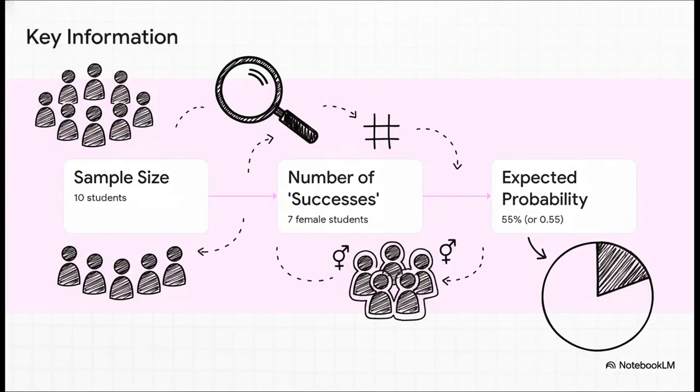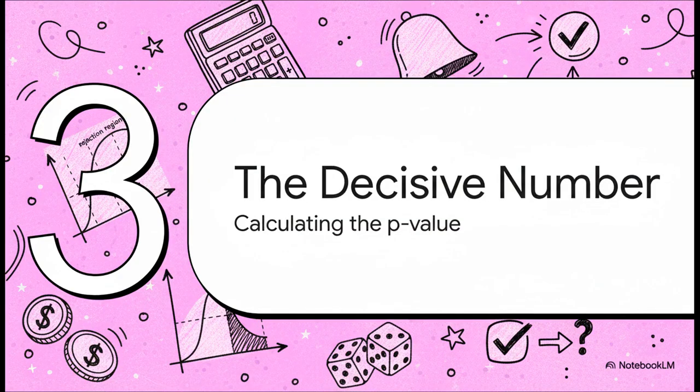To actually run the binomial test, we only need these 3 little pieces of information. Our sample size is 10. The number of successes, and that's just a label for what we're counting, in this case, female students, is 7, and the probability we expect to see, based on the whole program, is 55%, or 0.55. Now, with those 3 numbers, a statistical calculator can do its thing and give us one single, decisive number that will answer our question once and for all.